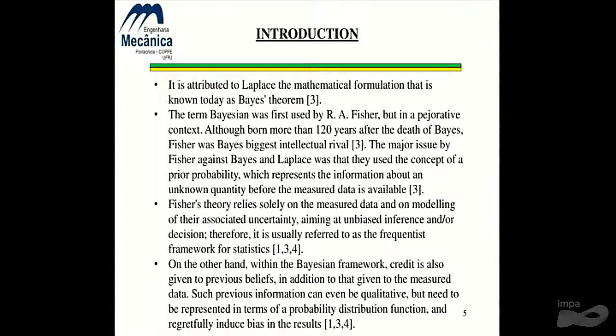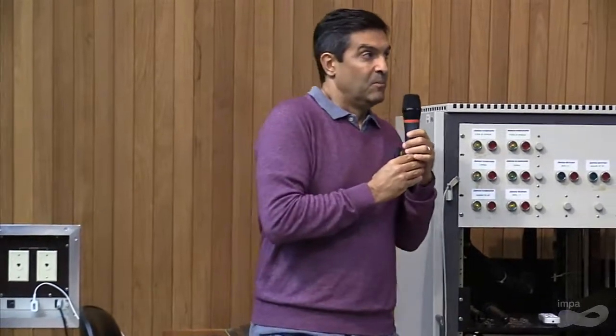On the other hand, within the Bayesian framework, we also give credit to any kind of information that we might know before the measurements are taken. This is called prior information, and it has to be coded in terms of some statistical distribution. This might come in some quantitative way, but it might also only be some qualitative information. And this qualitative information, we have to mathematically translate into some statistical distribution.